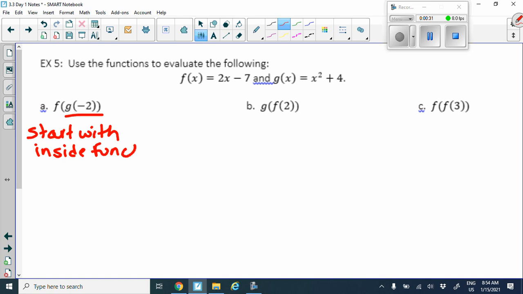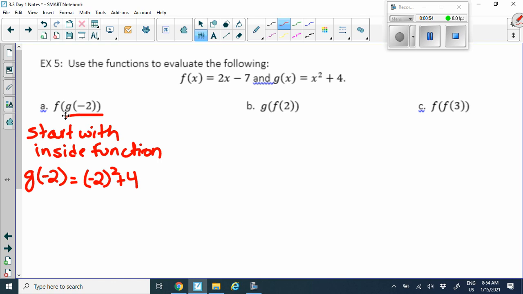So we're going to evaluate the inside function first. So we're going to evaluate g of -2. When we do that, we notice that g of x is x squared plus 4. So wherever I see x, I'm going to plug in the -2. So I have -2 squared plus 4.